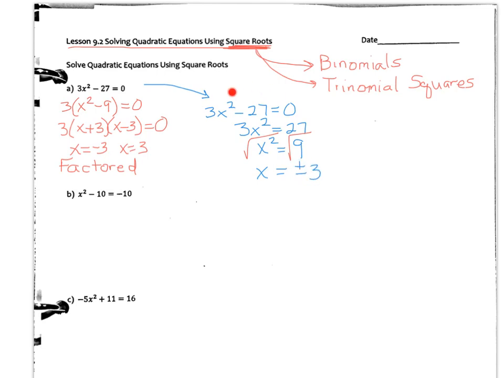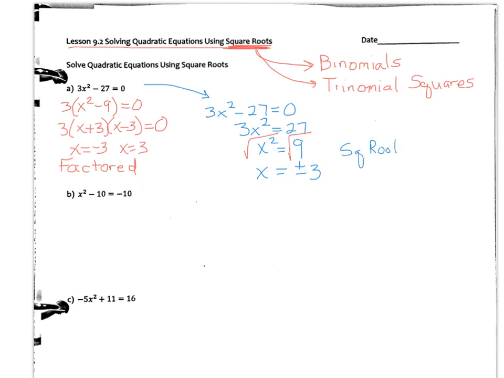Now, this method some kids think is easier. The danger in this method is many kids forget that it could be positive or negative. Because remember, a positive 3 times a positive 3 will give you 9. But a negative 3 times a negative 3 will also give you positive 9, right? A positive times a positive is a positive, and a negative times a negative. So this is just a weird way of writing the same thing we have over here. So this is the new method called the square root method.